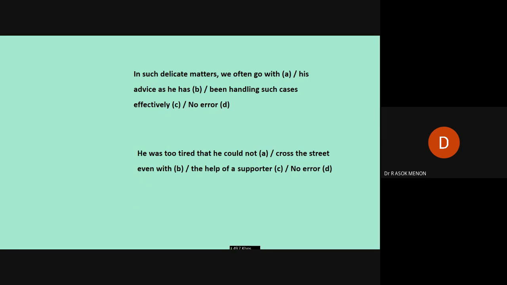The choice, in such delicate matters, we often go with, is wrong. First, A is wrong. We often go with is wrong. What does go with mean? You know, go with? Go with is a phrasal verb. You must have heard of phrasal verbs. Have you heard of phrasal verbs? Go is a verb and with is a preposition.